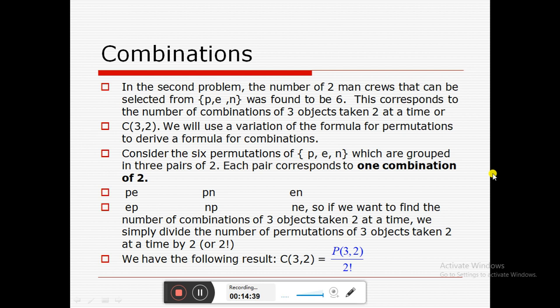We will use a variation of the formula for permutations to derive a formula for combinations. Consider the 6 permutations of PEN, which are grouped in 3 pairs of 2. Each pair corresponds to one combination of 2. That is PE, EP, PN, NP, EN, NE. So to find the number of combinations of three objects taken two at a time, we simply divide the number of permutations of three objects taken two at a time by 2. So C of 3 comma 2 is equal to P of 3 comma 2 divided by 2 factorial.